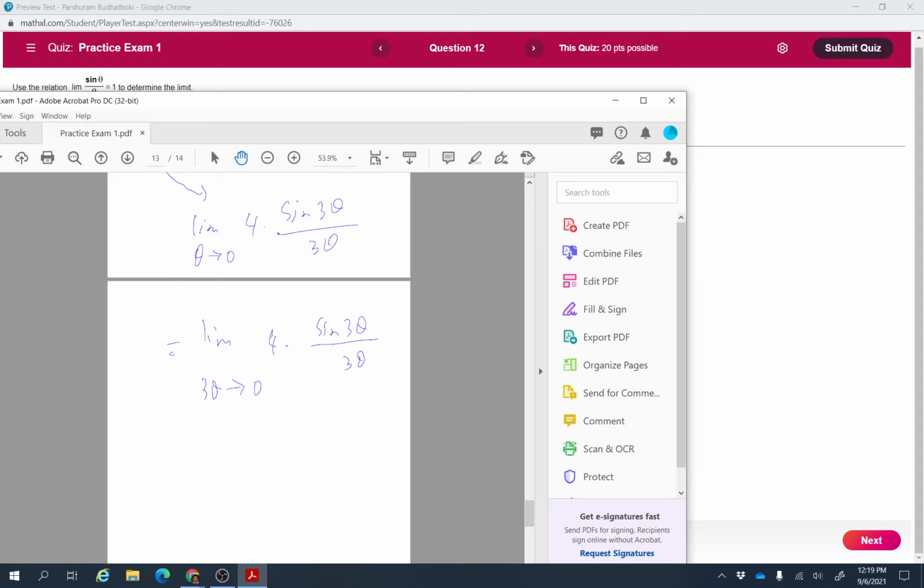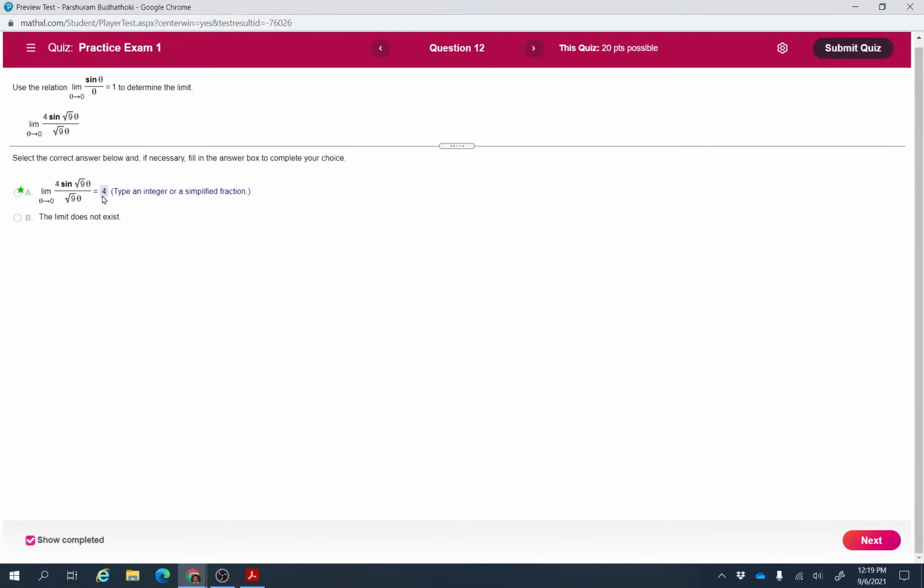So now we can use the property of the limit. We can find the limit of 4, which is a constant function, or we can keep that constant outside, and we can just find the limit of this expression, sine 3 theta over 3 theta. This is actually 1. 4 times 1 is 4. That's the reason the answer for this problem is 4.